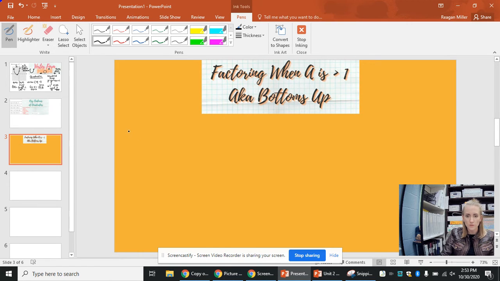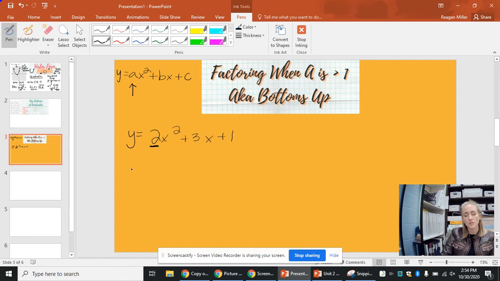So let's look at our first example. If y is equal to 2x squared plus 3x plus 1. Now this is using the standard form of a quadratic equation, which is y equals ax squared plus bx plus c. So when I say a is greater than 1, I mean that number right there, the number in front of the x squared value. A lot of times it'll be your leading coefficient or the first kind of number you're encountering.